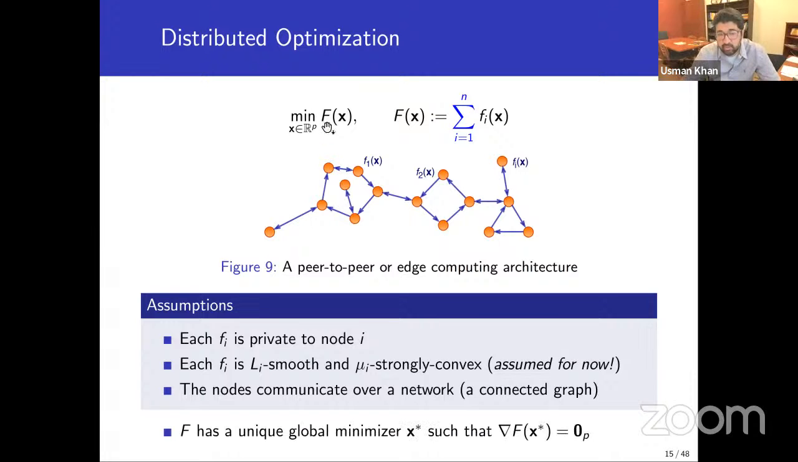And of course, we know that we want to minimize the sum function. I highlighted the sum in blue here because we need to remember that we want to minimize the sum function, not the local Fi. Under these assumptions that they are Li smooth and mu i strongly convex, this minimizer x star will be unique and global. And at that point, we know that the first derivative, or the gradient, of this cap F function will be 0.